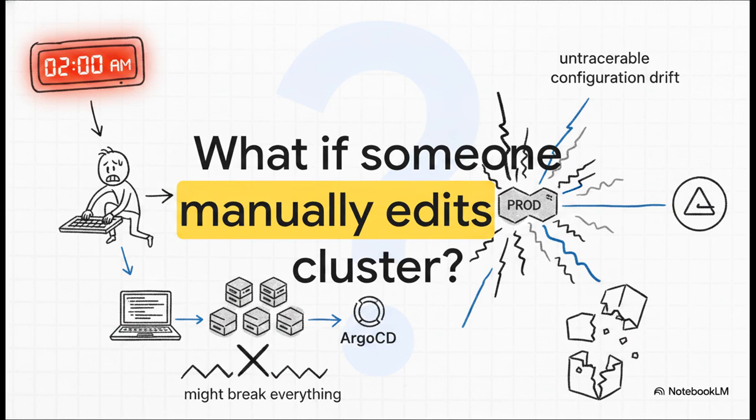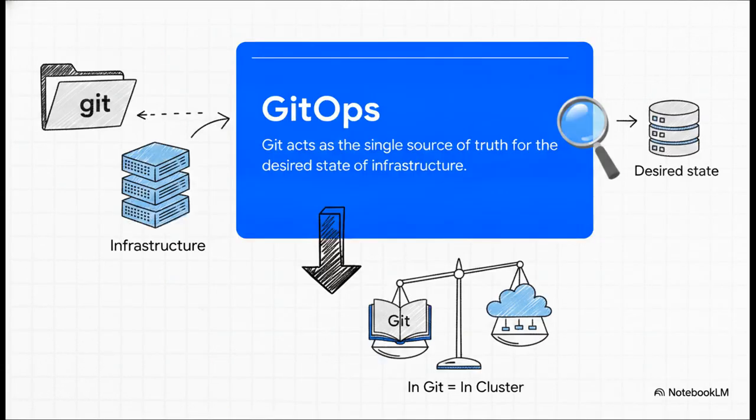Before we can really appreciate the solution, we've got to look at the chaos modern infrastructure teams deal with every single day. Picture this. It's 2 a.m., right? There's a live issue, and a totally well-meaning admin runs a manual kubectl edit command straight into your production cluster just to scale up some pods. So what actually just happened? Well, they instantly created massive, completely untraceable configuration drift. Your cluster literally no longer matches your code repository, meaning your very next automated deployment might just break the whole shebang. And that right there is exactly where GitOps comes in as the ultimate law of the land.